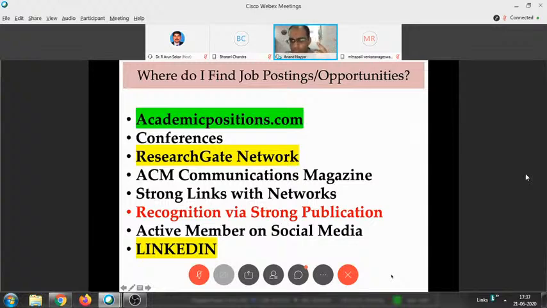The strongest, most important point is that if you have good publications, people will come to you. Let me tell you, ladies and gentlemen, sometimes I even write emails to some PhD scholars saying that I have come across your paper and find it interesting, I am working in this area too, and are you interested in collaborating? And let me tell you, they are giving very good responses.